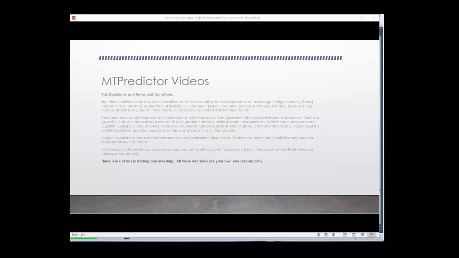But before we start that, we have to go through our risk disclaimer. Just to remind you that all examples in these videos should be considered as hypothetical. No trades are actually taken. They're just shown for illustration and training purposes only. Also remind you there's a risk of loss in trading and investing. We'll be looking at some losing trades in the video today as well as some profitable trades. It's important to remember that losses can and will and do happen. All trade decisions are your own sole responsibility.